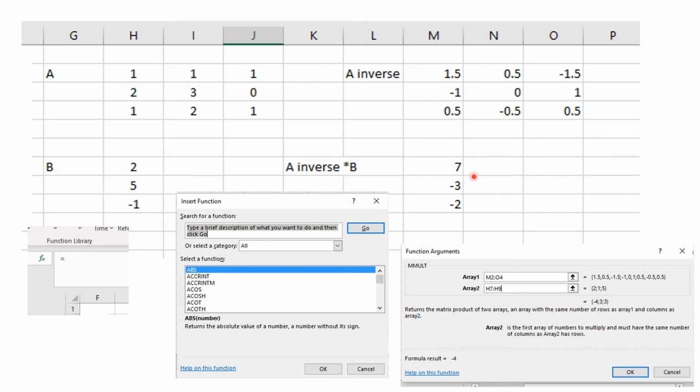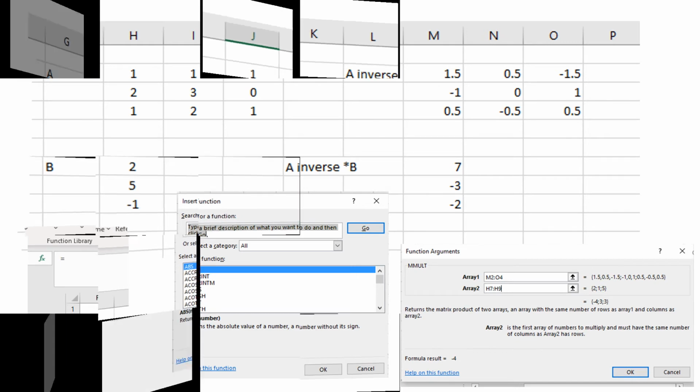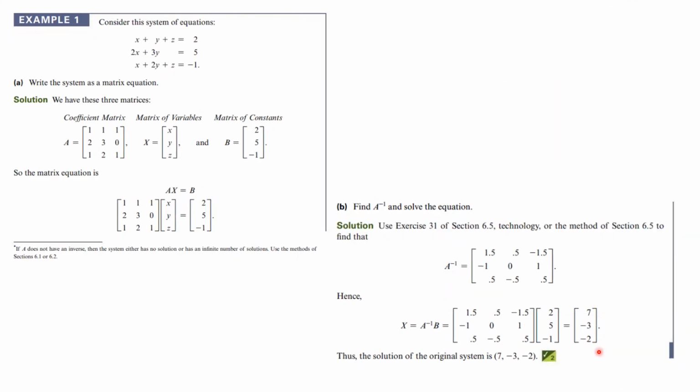I will get an answer here, and my answer in this case is 7, minus 3, and 2. And you see that's what they got here. So the solution to the original system is 7, minus 3, and 2. Trust me, this is much easier than doing a 3 by 3 or higher system by hand.